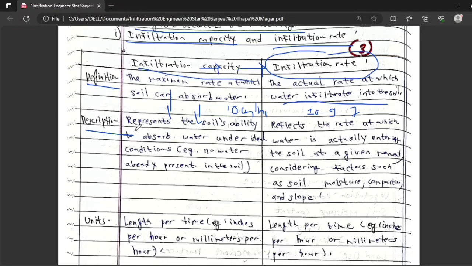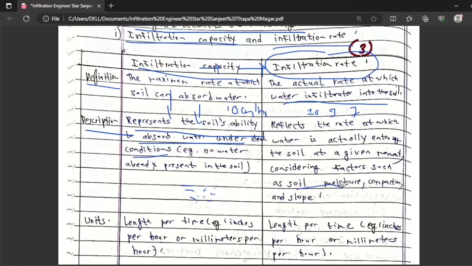Infiltration capacity represents the soil's ability to absorb water under ideal condition. It is under ideal condition. Example, no water already present in soil. The ideal condition is that the soil is unsaturated, that means no water is present. And infiltration rate reflects the rate at which water is actually entering the soil at a given moment. At the given time, the rate at which the water penetrates is the infiltration rate, considering factors such as soil moisture, compaction and slope.